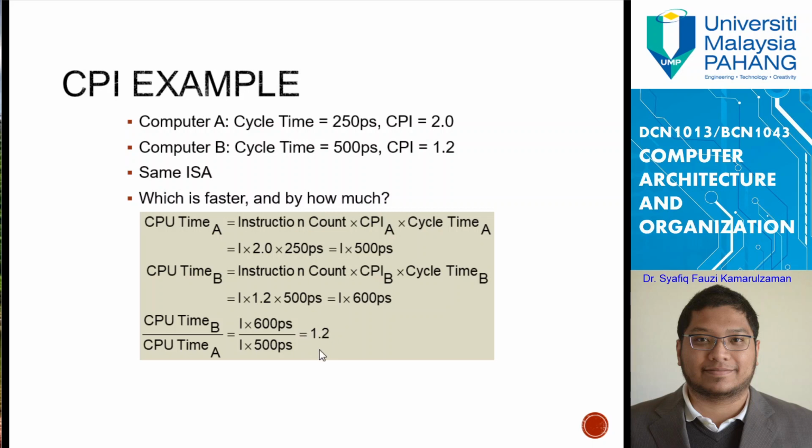So in this case, how much faster is CPU A compared to CPU B? CPU A is 1.2 times faster than CPU B.